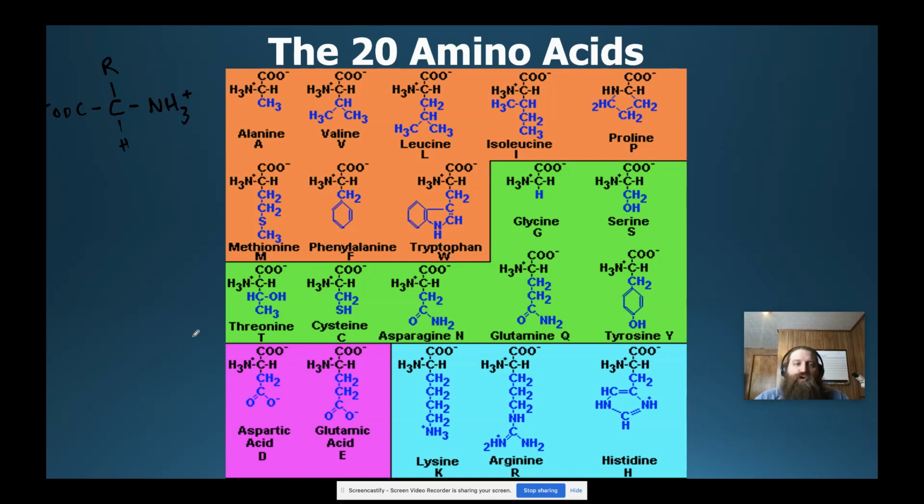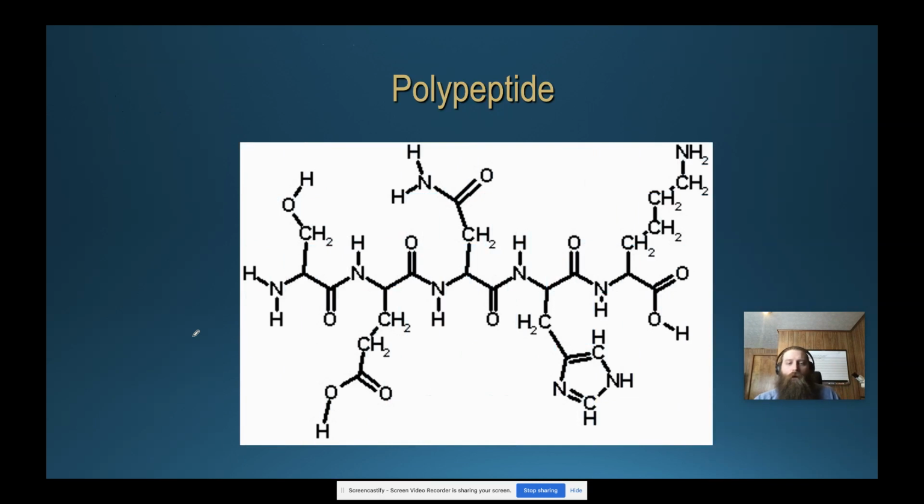But they are obviously organic molecules, so we talk about them. And these 20 amino acids, depending on the order that you put them in, make all of the different proteins in your body. There are polar amino acids, there are non-polar amino acids, there are acidic amino acids, basic amino acids, so they're kind of color coordinated here. A polypeptide, which is another name for a protein, is comprised of a bunch of amino acids chained together.